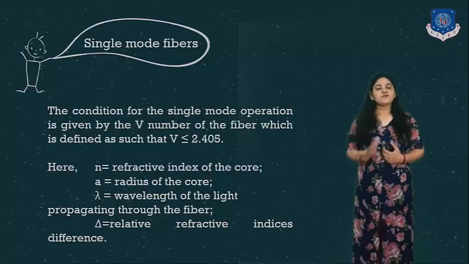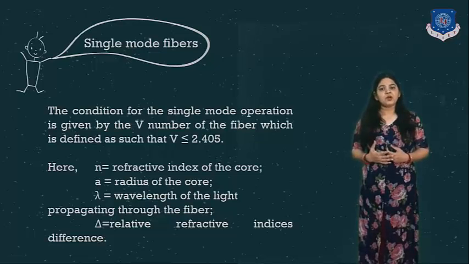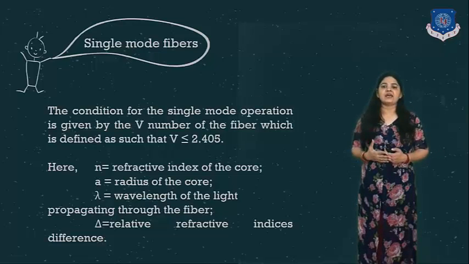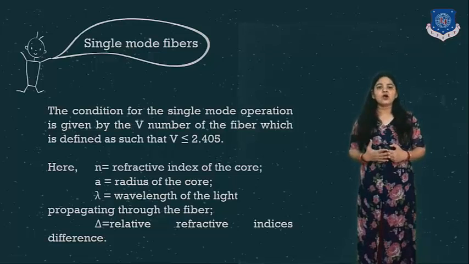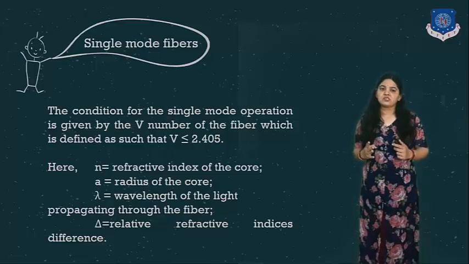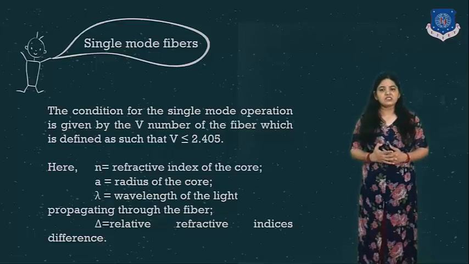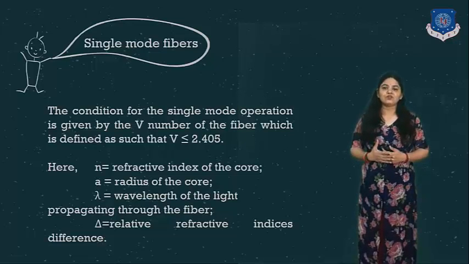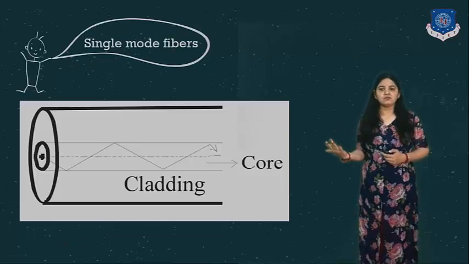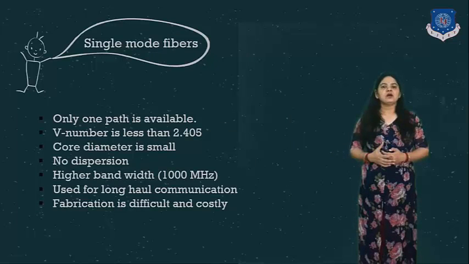So to get the condition for the single mode fiber, it is given by the capital V, the V number of the fiber, which is defined as V less than or equal to 2.405. Here, small n is the refractive index of the core, a is the radius of the core, lambda is the wavelength of the light, and delta is the relative refractive index difference. So this is the single mode fiber. The diameter of the core is very small compared to the cladding.